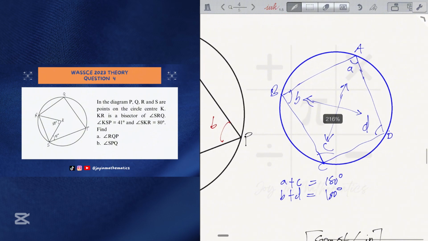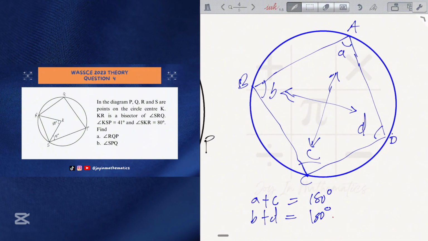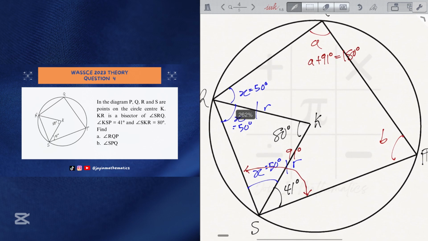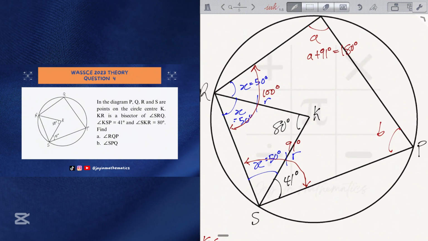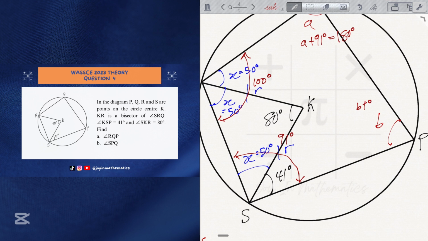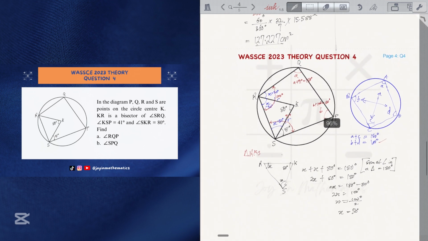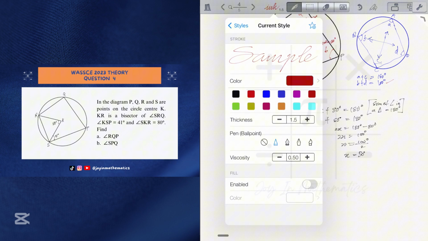Similarly, just as we had there, B and D is equal to 180 degrees. The sum of angles at this point, let's just draw a big arc, will be 50 plus 50, which is 100 degrees. Since opposite angles of a cyclic quadrilateral add up to 180, then B plus 100 degrees is equal to 180 degrees. So let's just solve for A and B and we'll proceed. Let's begin with A.